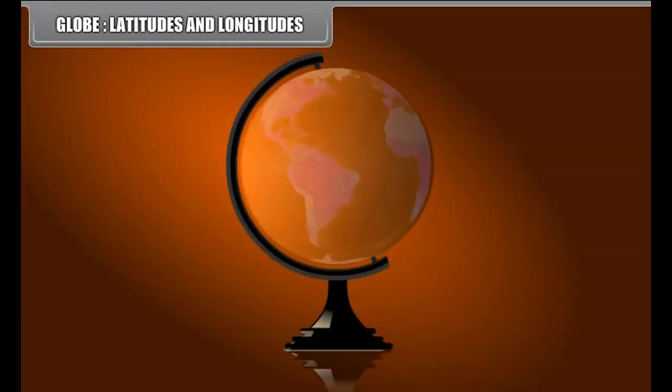Globe, latitudes and longitudes. It is believed that the Earth is spherical in shape. The most suitable way of representing the Earth as a whole is by a globe. A globe is a model of the Earth on a small size. The globe is mounted on an axis so that it can rotate freely.